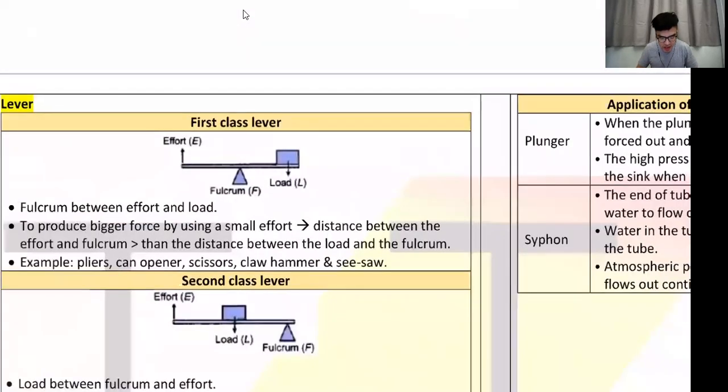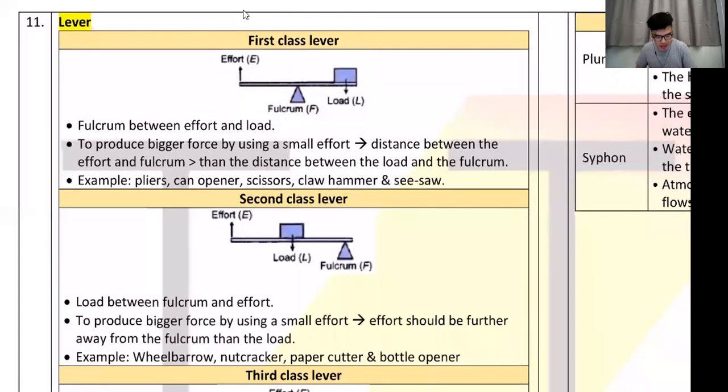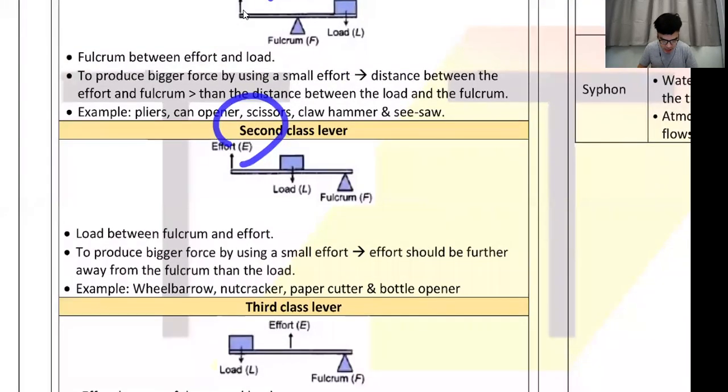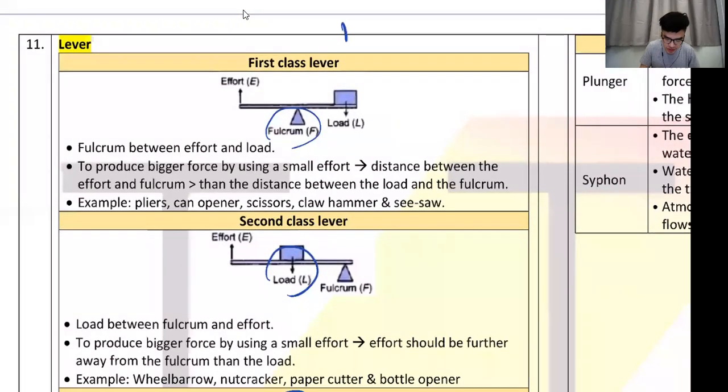Okay, next, moving on. Let's look at our lever. Lever is your basic machine, simple machine. So you have your first class, second class, and third class. How do you recognize them? Recognize the guy in the middle. So F, L, E. Okay, I just remember it as FLE, without the I.